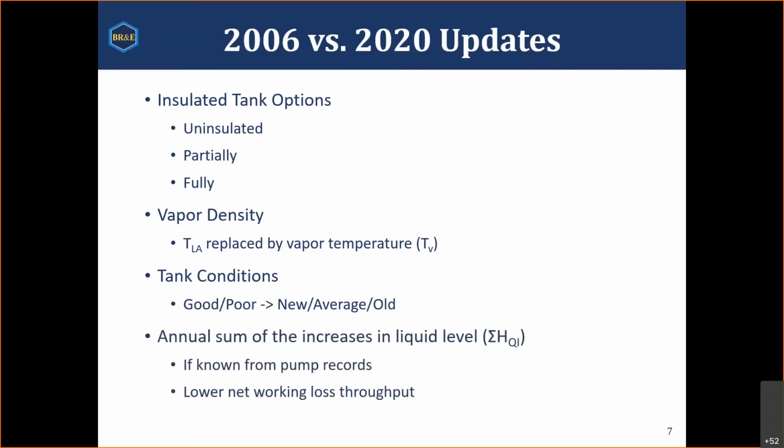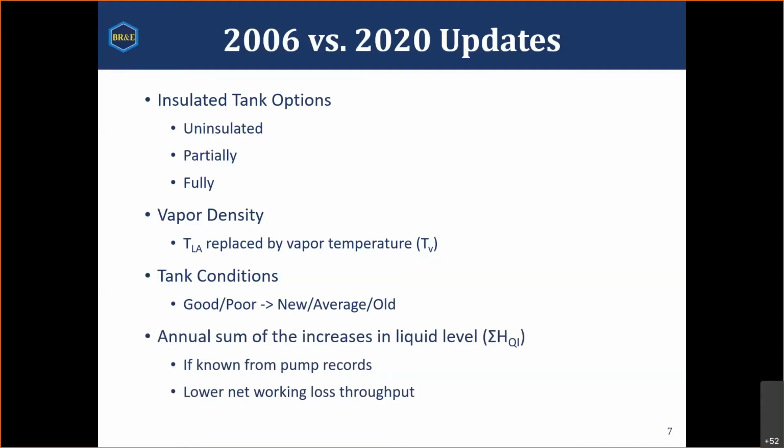We also have the addition of the annual sum of the increases in liquid height. So that's for the working loss equation, and those units are feet per year. So how many feet did increase over the course of the year? If you know this number from pump records, you can use that. If you don't know that number, you can use the old regular throughput, the total throughput, and the volume of the tank to determine what this number would be.